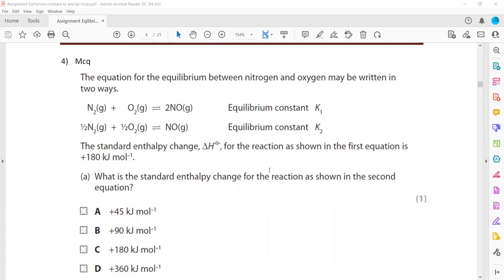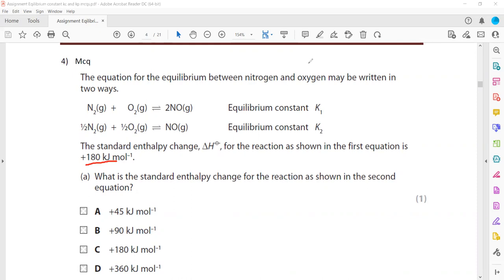In question 4, the equation for equilibrium between nitrogen and oxygen may be written in two ways. We can write N2 plus O2 gives 2 NO, or we can write half N2 plus half O2 gives 1 NO. The equilibrium constants K1 and K2 are given. The standard enthalpy change is 180 kilojoule per mole.